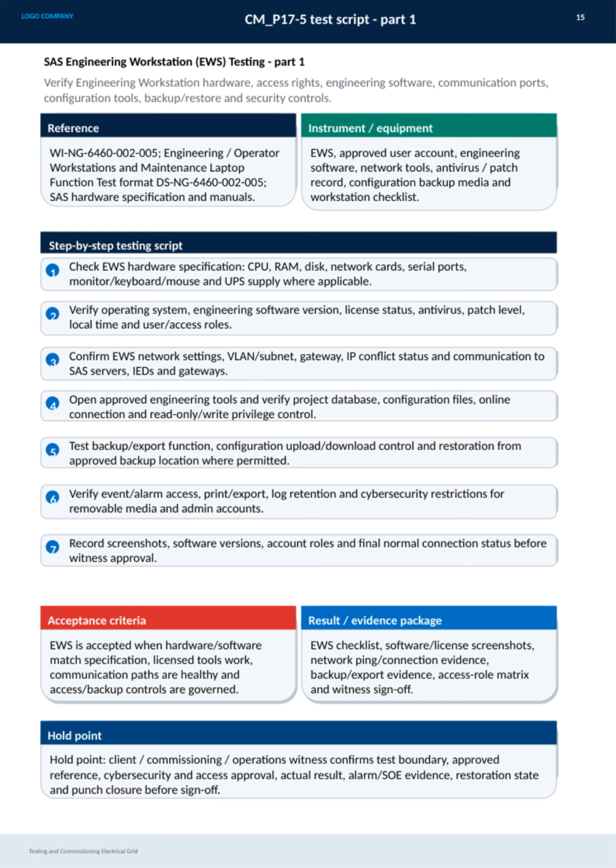For acceptance, the EWS must meet all hardware and software specifications, have fully licensed tools, healthy communication paths, and governed access and backup controls. Finally, a hold point requires client or commissioning team witness to confirm all tests, security aspects, and documentation before signing off and moving forward.